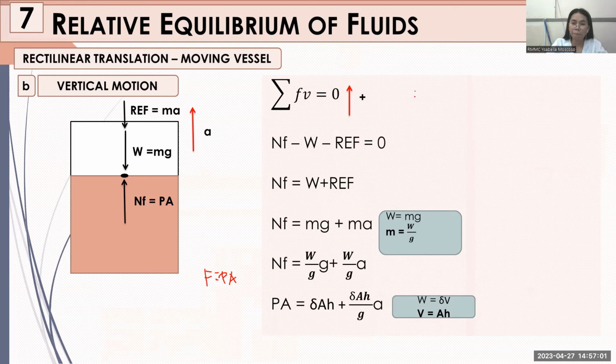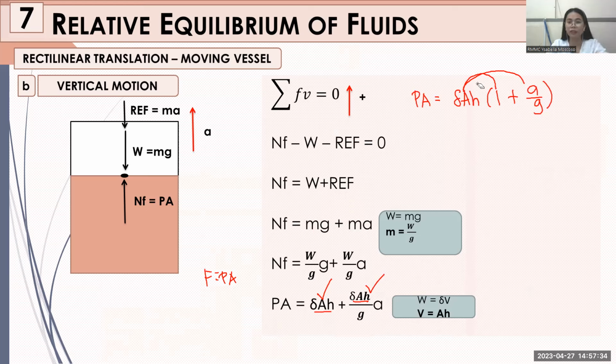Pressure times area. Di ba lahat ito may gamma AH? So, factor out natin, ilabas natin yung ating equation. Gamma AH is equals to 1 plus A over G. Parehas lang naman, di ba? Kapag yung gamma AH, i-multiply natin dito, ito lang naman yun. Gamma AH, multiply natin ulit dito, ito lang ulit yun. Finactor out lang natin. Okay?